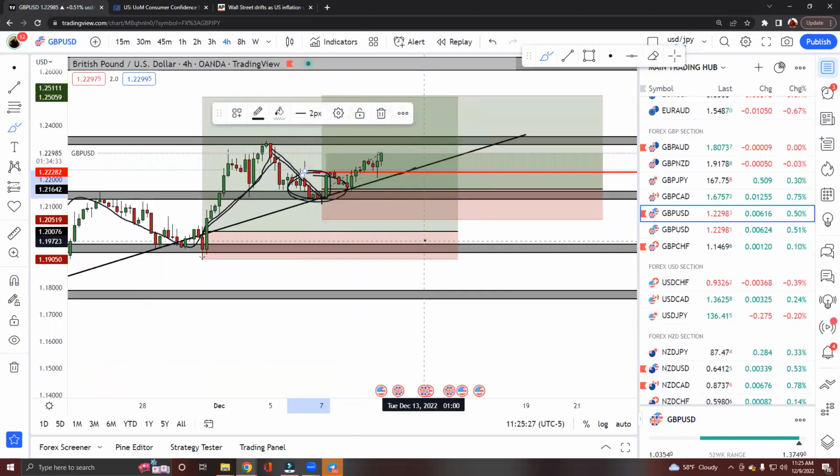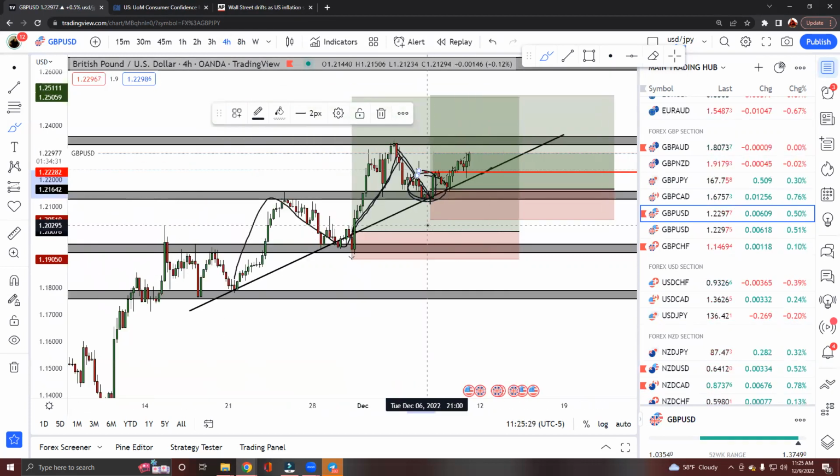If I go down to my 4-hour, you can see the same exact thing. It rejected the opposite level, had a breakout, pullback, rejection to the opposite level. We're looking at all of that bullish pressure. Sooner or later, especially in the morning time, you've got to make a decision. Do you see more reason for a buy, or do you see more reason for a sell? And it's really just that simple.